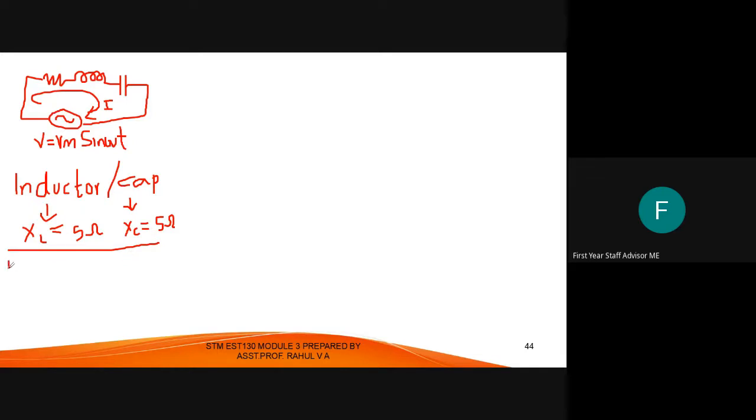The first case is XL, the inductive reactance, greater than XC, the capacitive reactance. Or I can say the voltage across the inductor, because whenever the resistance or reactance value is more, the voltage across that particular component also will be more. There is no doubt in that, even in the case of a resistor it is the same. So I can say VL is greater than VC.